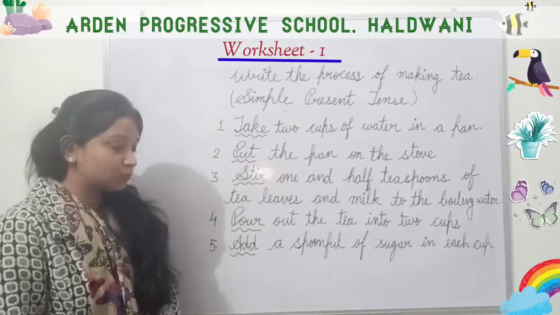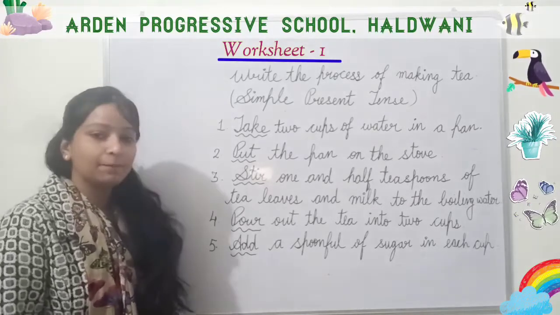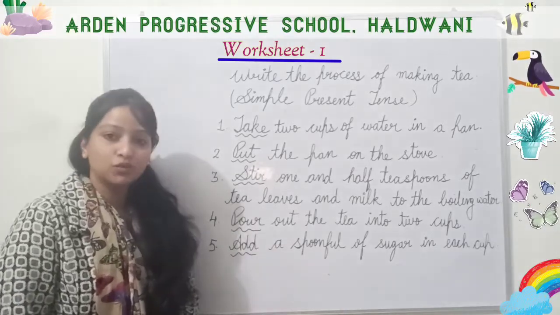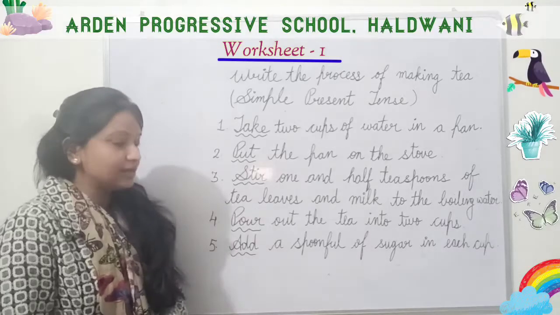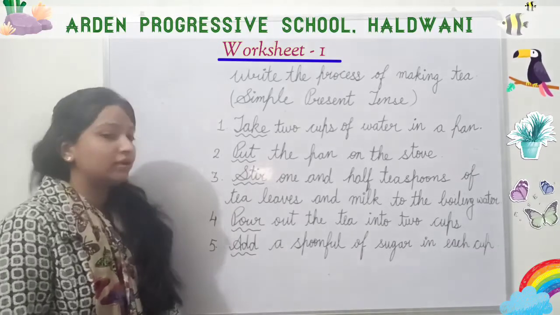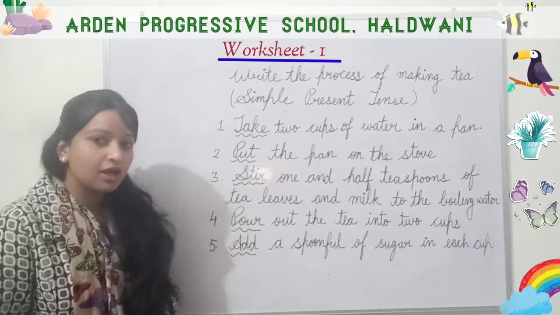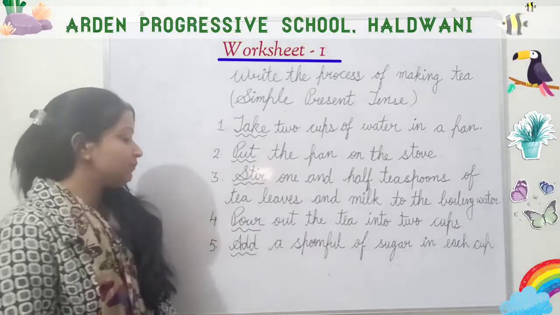Stir 1½ teaspoons of tea leaves and milk to the boiling water.